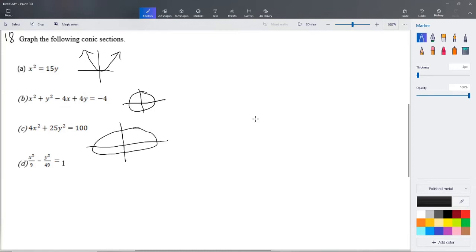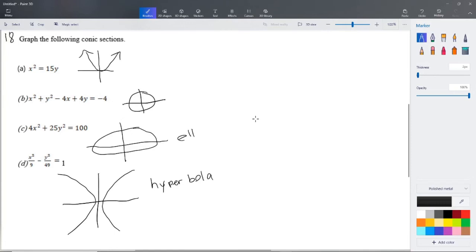And then finally, we have x squared and y squared, and you might say the coefficients are the same. Well, not really. The coefficient for this one is 1/9, and the coefficient for this one is 1/49. So if they have fractional coefficients, then what we have is something called a hyperbola. Basically, it's like two separate parabolas on the same graph.